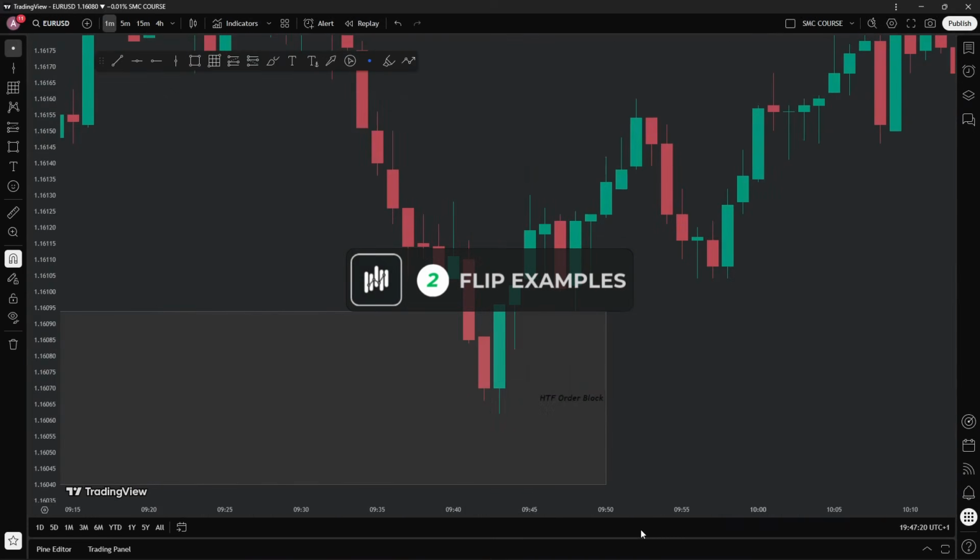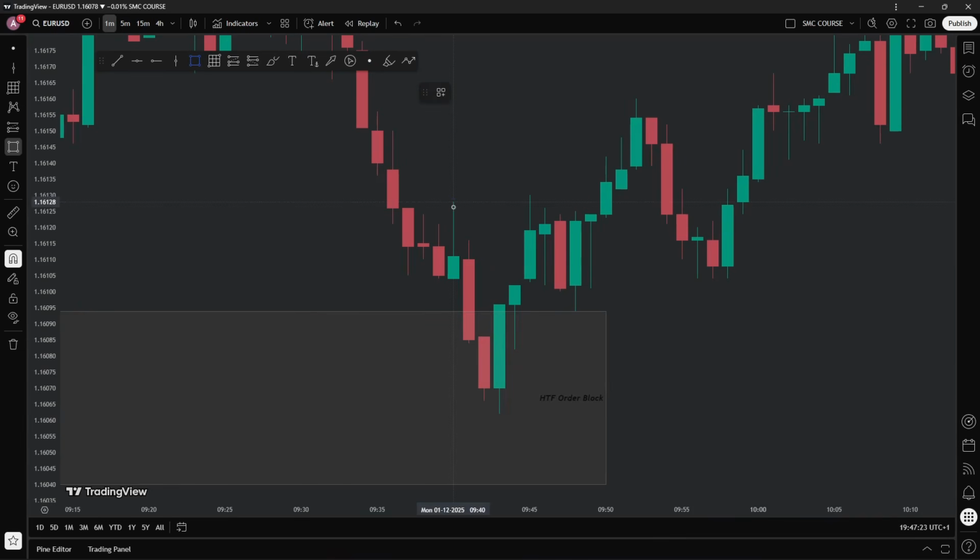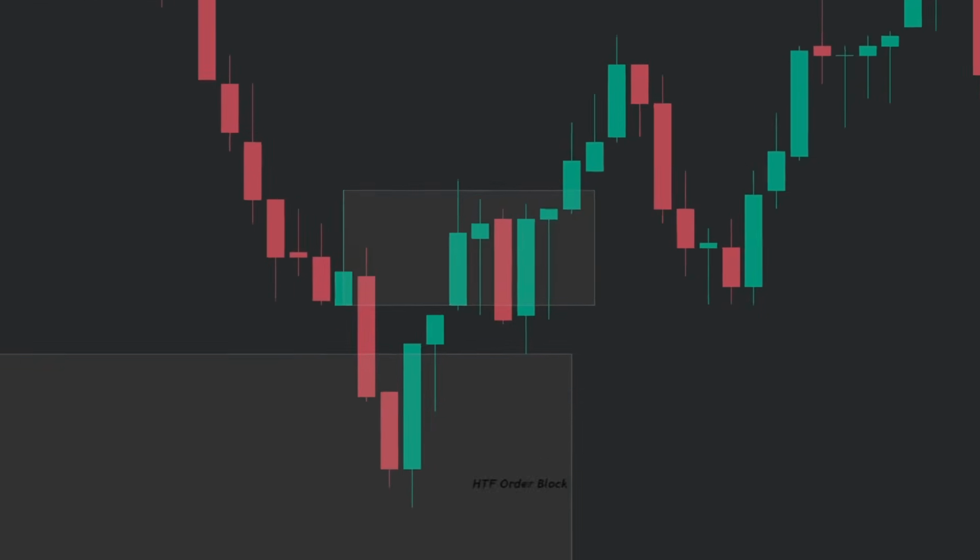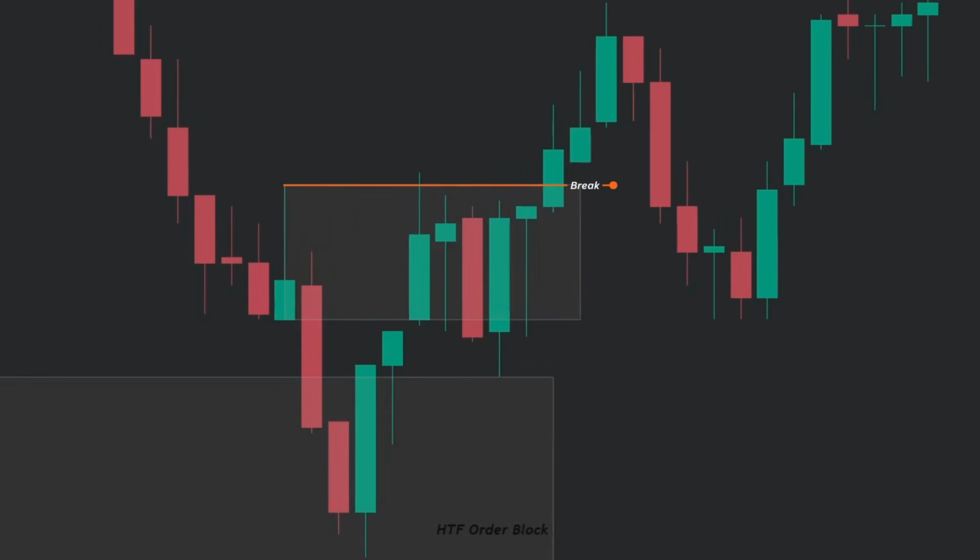Section 2. Flip examples. Let's take a look at a bullish flip on the chart, which gives us a precise decisional order block to trade from. If you're looking for a precise decisional order block, it's better to track the flip of the last order block that was created by a break of structure with a full candle close, not just a shadow. Price breaks above that order block with a candle close. This confirms that the bearish zone has failed and the market is ready to shift bullish.